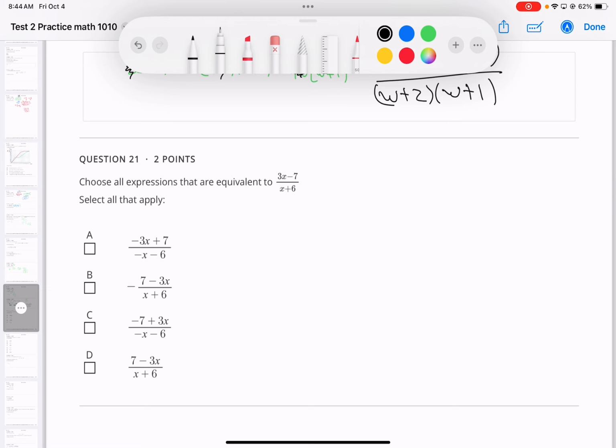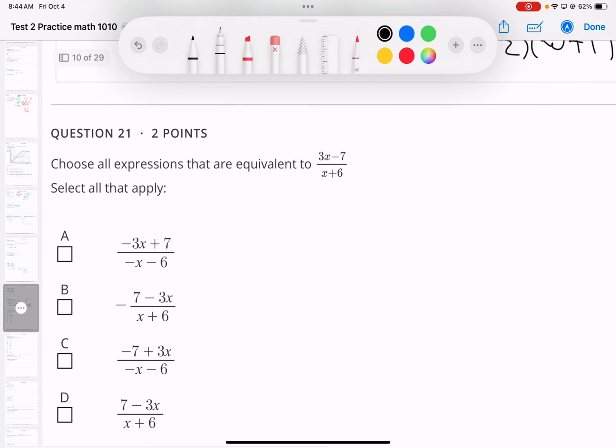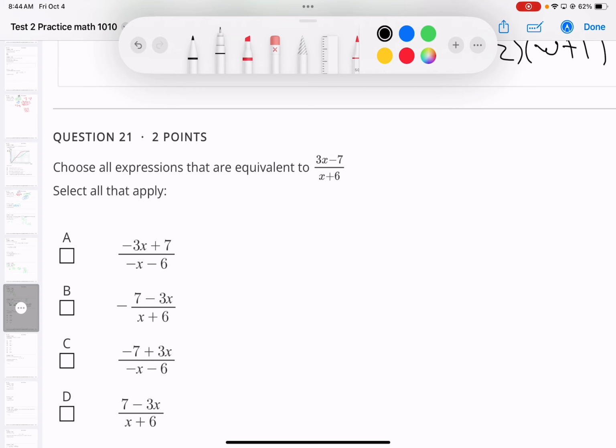Choose all expressions that are equivalent. Okay, this is one where we have to be careful with distribution. So what I would suggest, let's go through. For this A, if I times it by negative 1 over negative 1, that would change all of my signs. So I would say that A is equivalent.